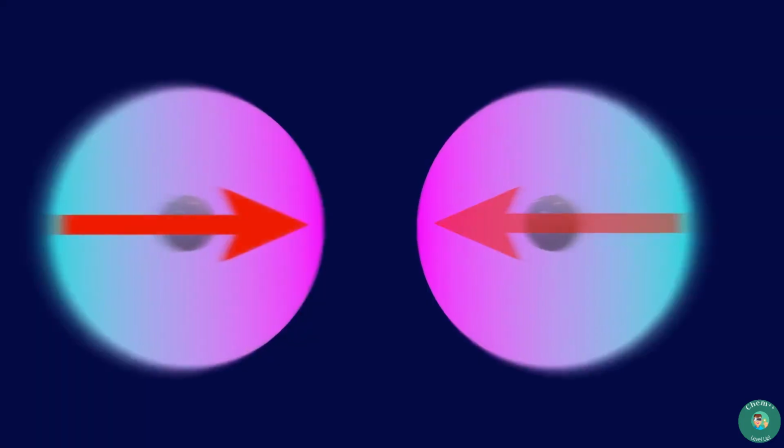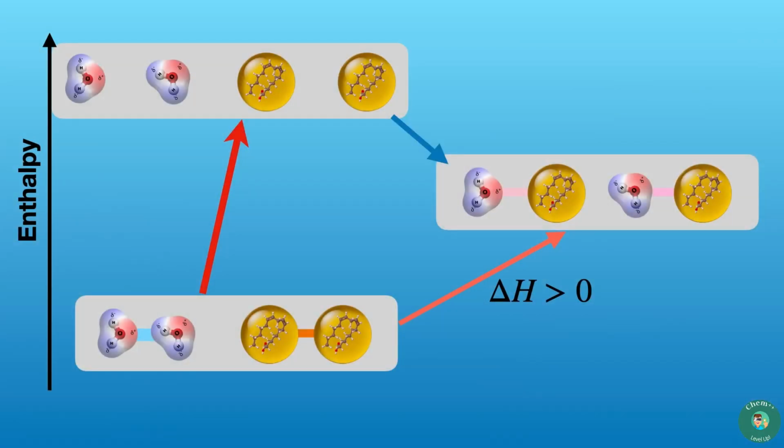To mix water and oil, the system must overcome the intermolecular forces within each phase, breaking hydrogen bonds among water molecules and van der Waals interactions among oil molecules. This process requires energy, an increase in enthalpy.